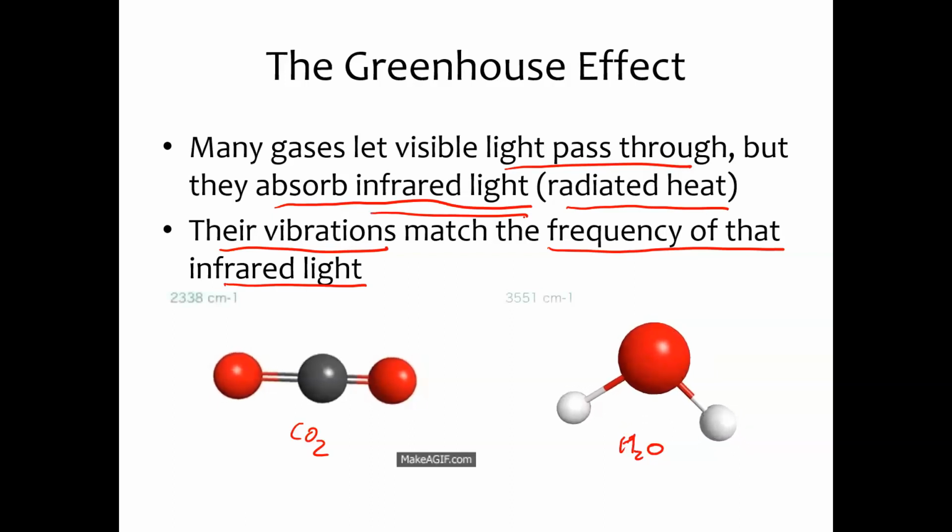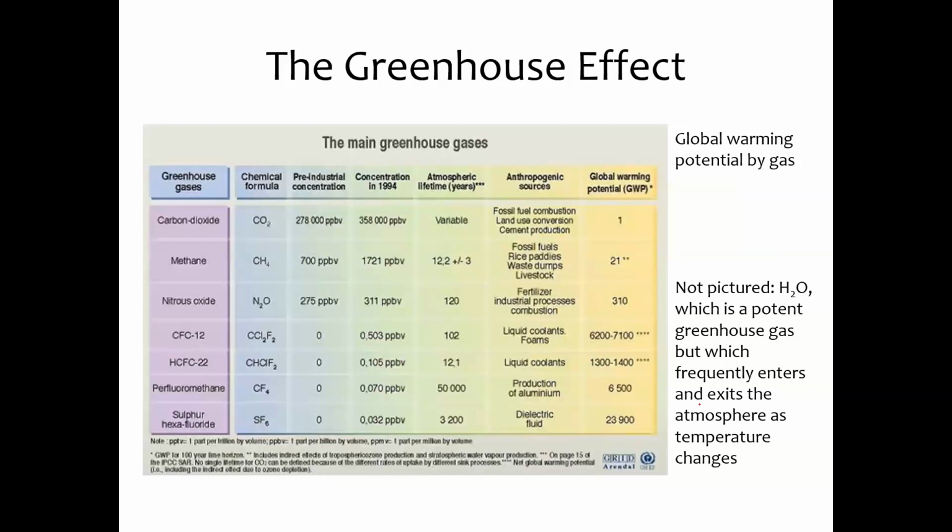And we can see some of the vibrations that contribute to this absorption in carbon dioxide and water below. So there are a few different ways that these molecules can vibrate back and forth, and each of these absorbs a different wavelength of infrared light. The details of which vibrations absorb which light, we're not going to care about. It means that certain gases are going to have what we call certain global warming potentials. They can absorb different amounts of that infrared radiation.